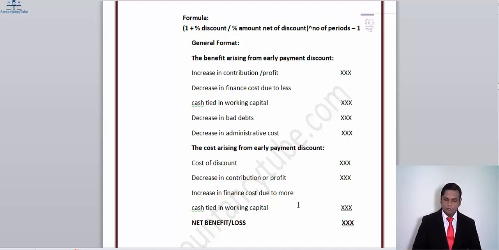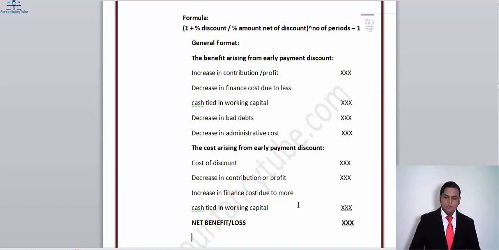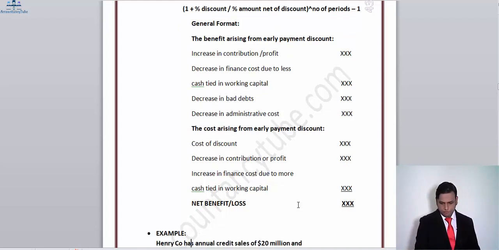Then we've got a decrease in contribution or profit. Again, it's a part of the profit, that is, a decrease in contribution or profit. If our profit margin is reduced, this is a scenario which needs to be considered. And the third thing is an increase in finance cost due to more cash tied up in working capital. Again, the finance cost is computed using the receivables formula, and that's how we will get to the net benefit or loss.